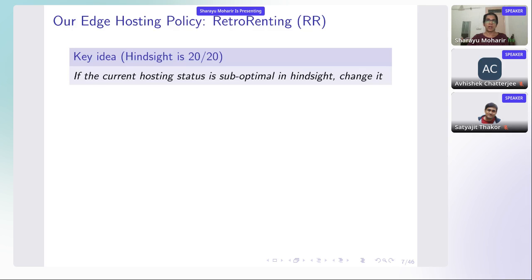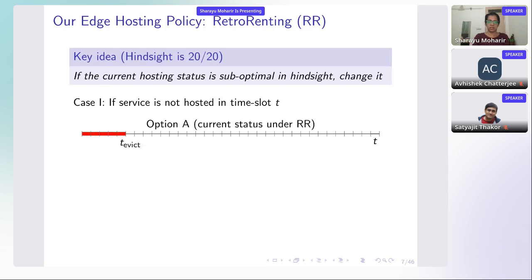I'll walk you through our dynamic hosting policy. We call our policy retro renting, or RR for short. RR decides when to host the service at the edge. And it does this in each time slot in the following manner. It evaluates if the current cache status is optimal in hindsight, using the knowledge of the entire arrival and rent cost sequence up to this point. And if it finds that the current cache hosting status is not optimal, the state is changed. I'll make this more precise.